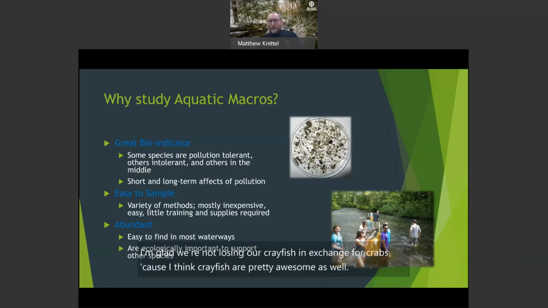So they're great bioindicators. They're really easy to sample, and they're very abundant. So it makes it really easy to sample these species to determine the health of a stream.